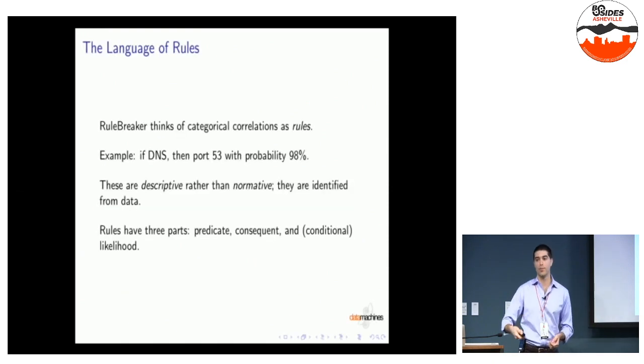Okay, let's talk a little bit about the language of rules, because what we're going to do is induce them from data. So RuleBreaker thinks of categorical correlations, right? Again, I'm going to go back to this trivial example, and we'll talk about all the complications that arise in a bit. But if port 53, then protocol is DNS, right? That's a strong categorical correlation. There's my toy example, and it kicks out a probability statement for that. This is just a simple conditional probability.